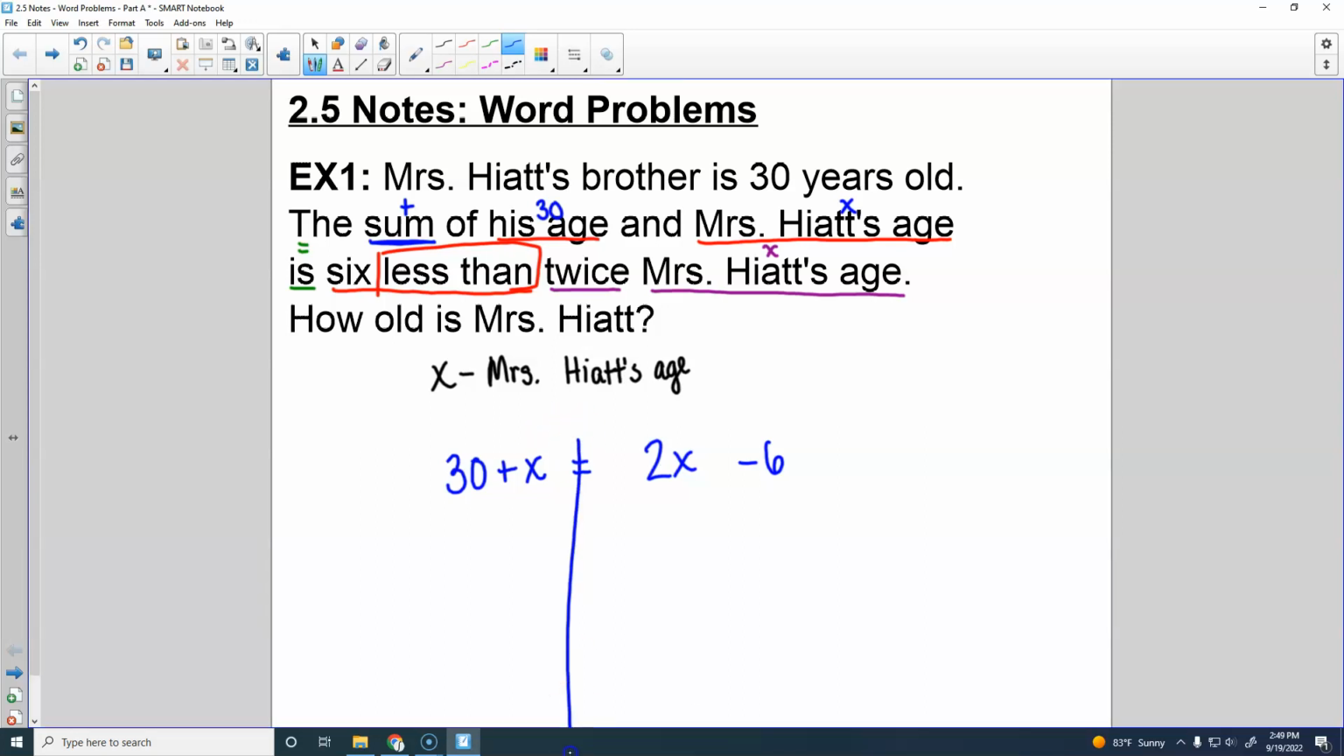Alright, so, Lexi, what would I do to solve this one? I'd subtract that X first. 30 equals X minus 6. Then I would add the 6. 36. So I'm 36. Not 60 either. I was close.